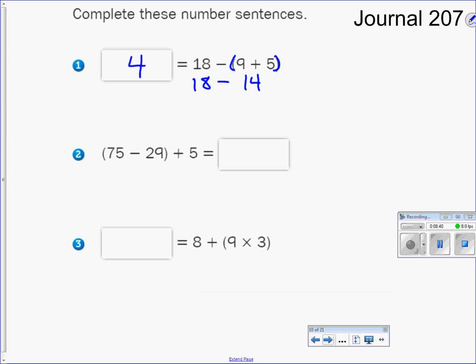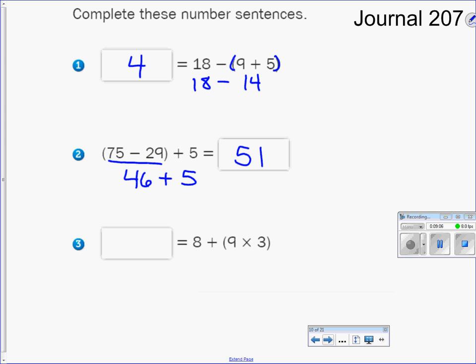Okay, now let's go to number 2. I know I'm going to do my parentheses first, so I'm going to do 75 minus 29. And if I do 75 minus 30, I get 45, but I have to add 1 back onto that, so it would be 46. And I'm going to add that to 5, which would give me 51.